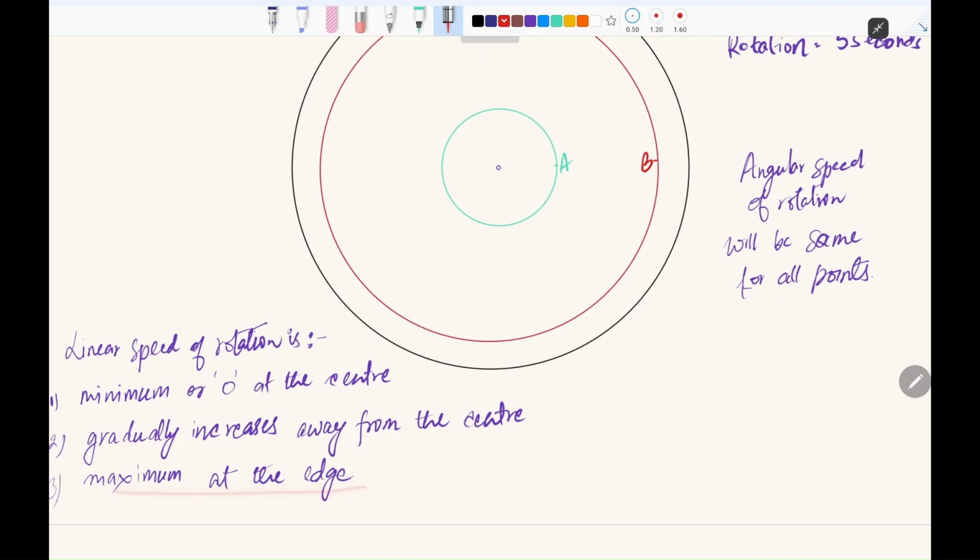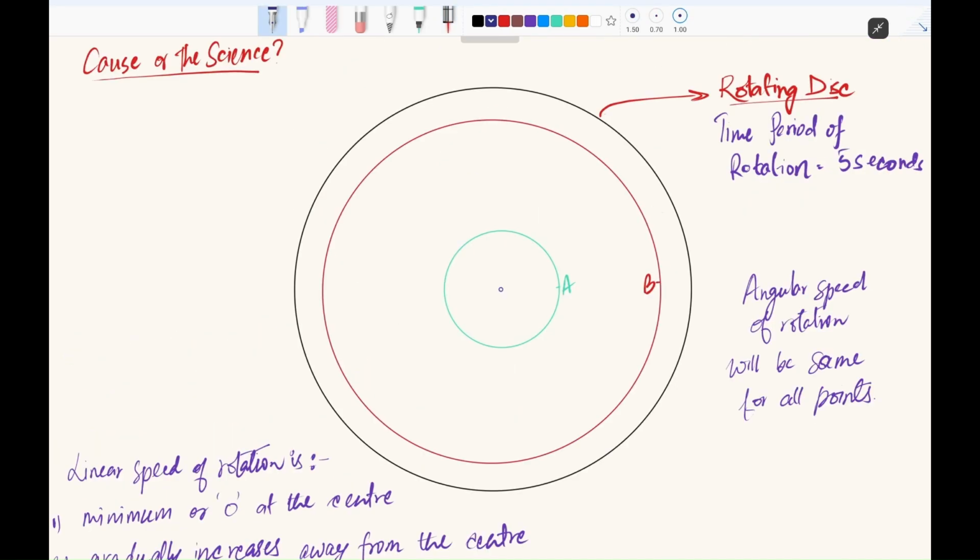Now consider this disk as the top view of Earth. In that case, the center will be the pole and the edge will be the equator, right? Now applying the previous logic, we can say that the linear speed of rotation of the pole will be minimum, and as we move away from the pole, the linear speed of rotation will increase gradually and will be maximum at the edge of the disk, or at the equator, which is the biggest circle of the Earth, right?